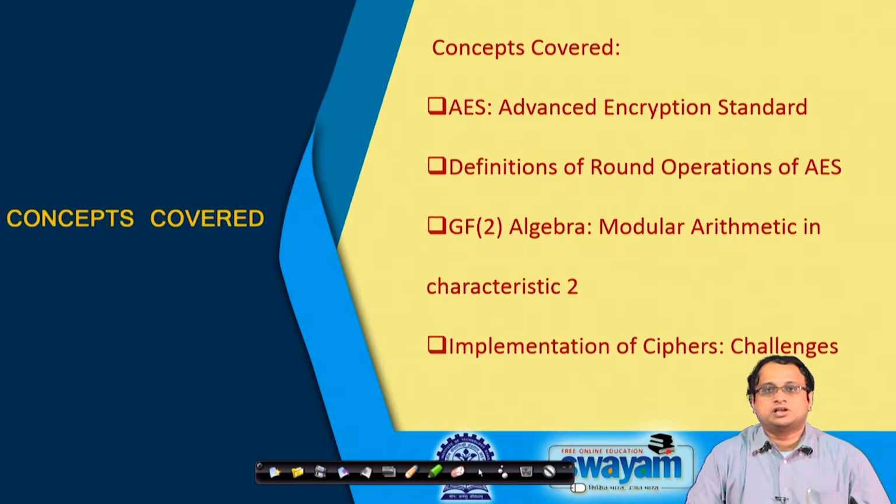The concepts that we shall be covering in today's class are the AES blocks. We shall go through the definitions of the various round operations in AES. In this context, a very important algebra which we need to look into is GF2 algebra, or Galois field 2 algebra, where we will look into how modular arithmetic is done in characteristic 2 fields. And finally, we will conclude with some challenges on cipher implementations.